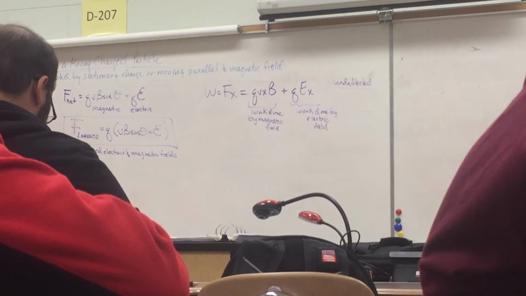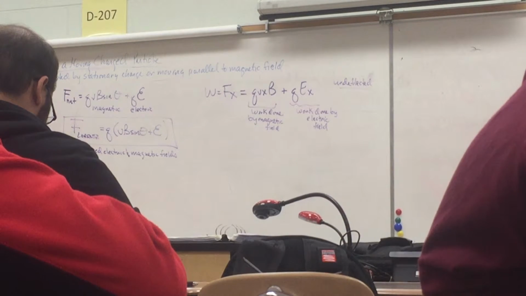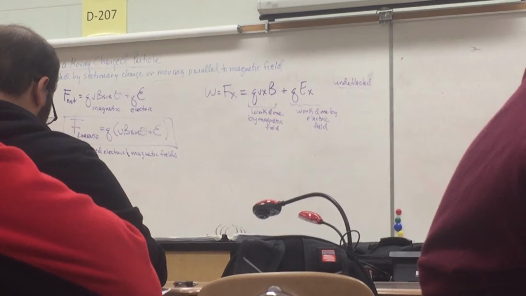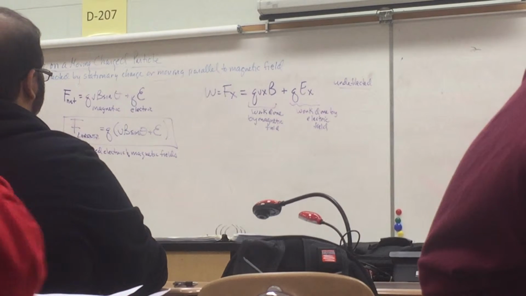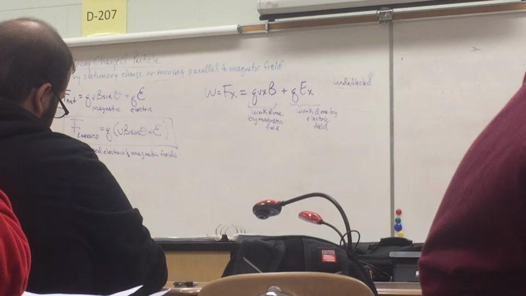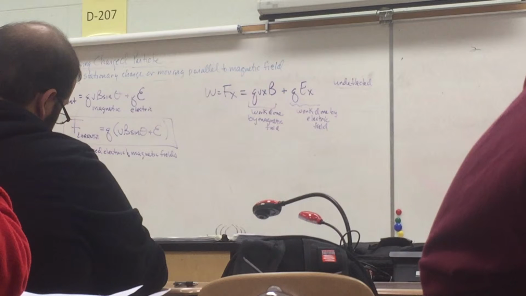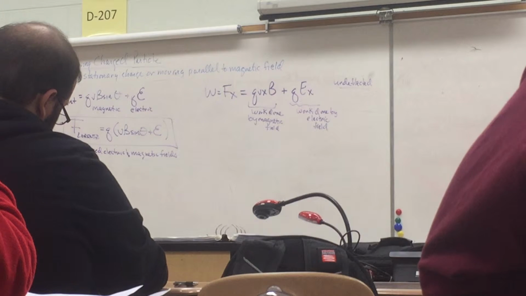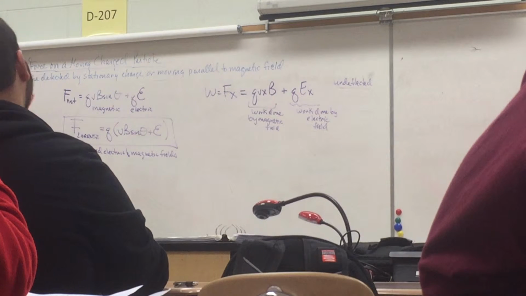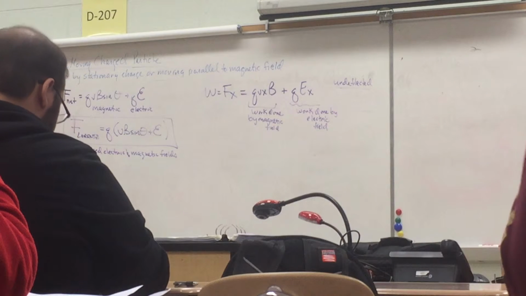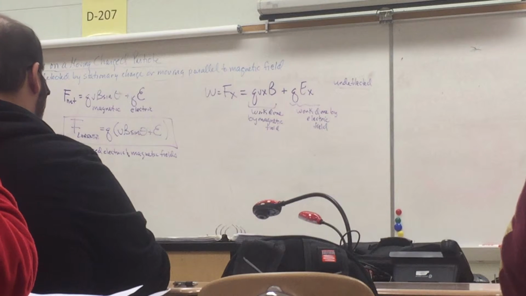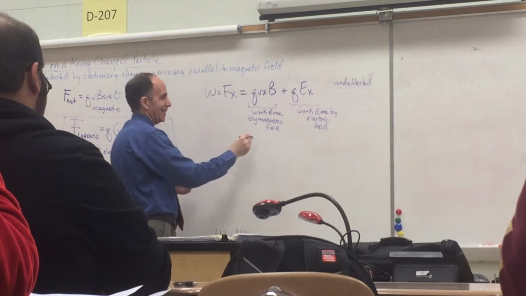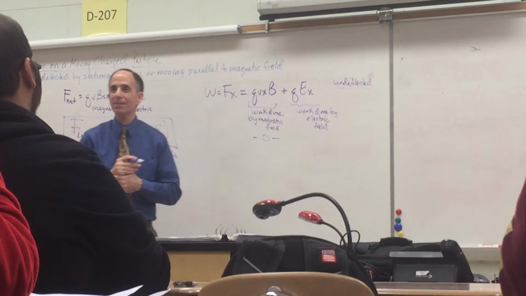Which one of those equals 0 and why? What are your thinking caps? Which one equals 0 and why? Should the work done by the electric field or work done by the magnetic field? Magnetic. Why? I would say it depends which direction it's going. No. If it's going parallel to the magnetic field, then the magnetic field's not doing any work. This is 0, why? Sine is 0.